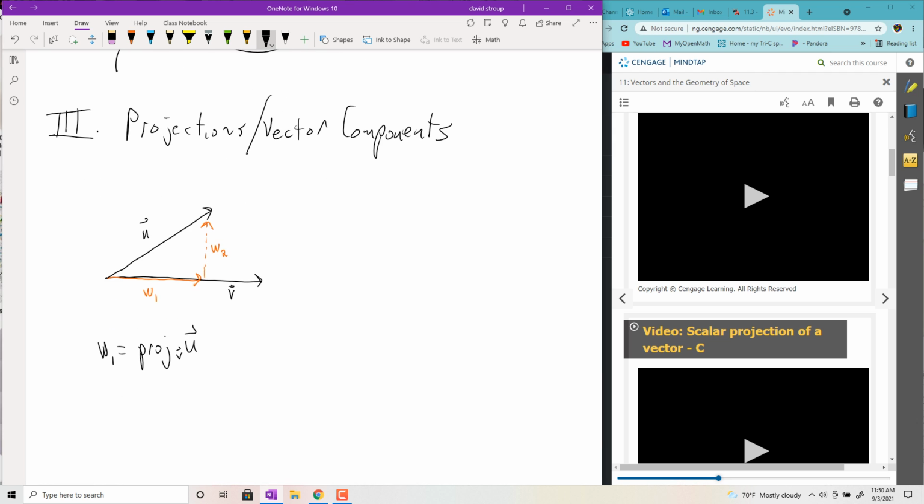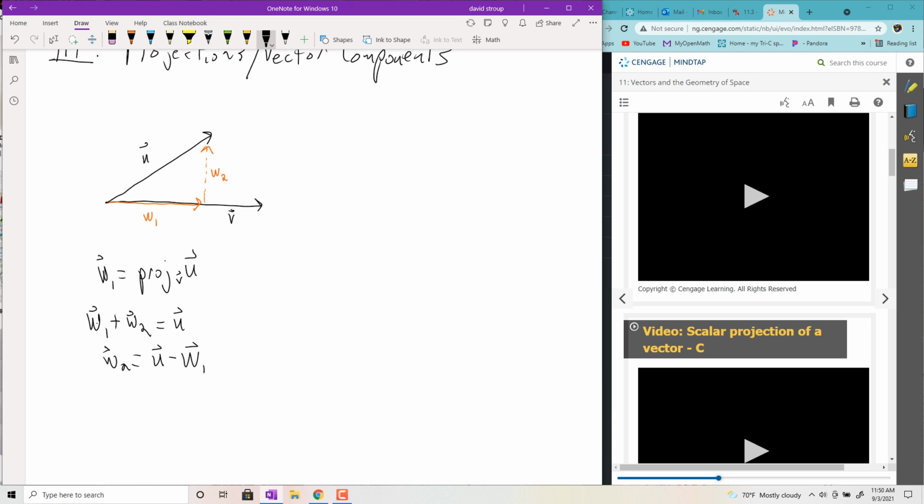And then w2, you can kind of get w2 just noting that w1 plus w2 is equal to u. So w1 plus w2, and these are vectors, by the way, is equal to u. So w2 is easily found if you know u and w1, like that.